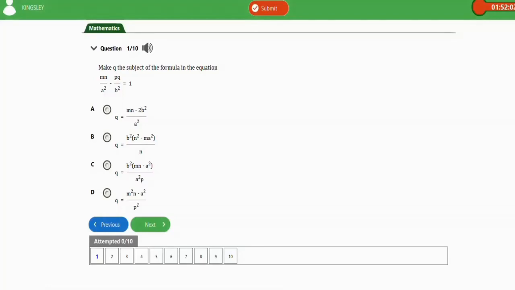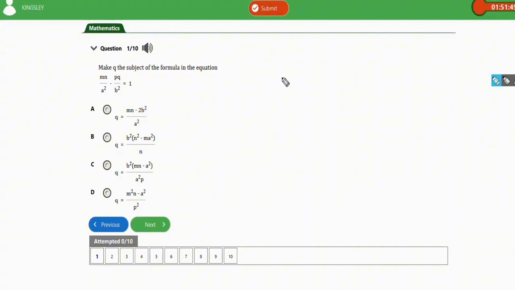In this video, we're going to learn how to solve problems involving change of subject formula for your JAMB Maths. Alright, so we're going to practice with 5 repeated questions in this video. So let's get started with the first question I have here. It says, make Q the subject of the formula in the equation.